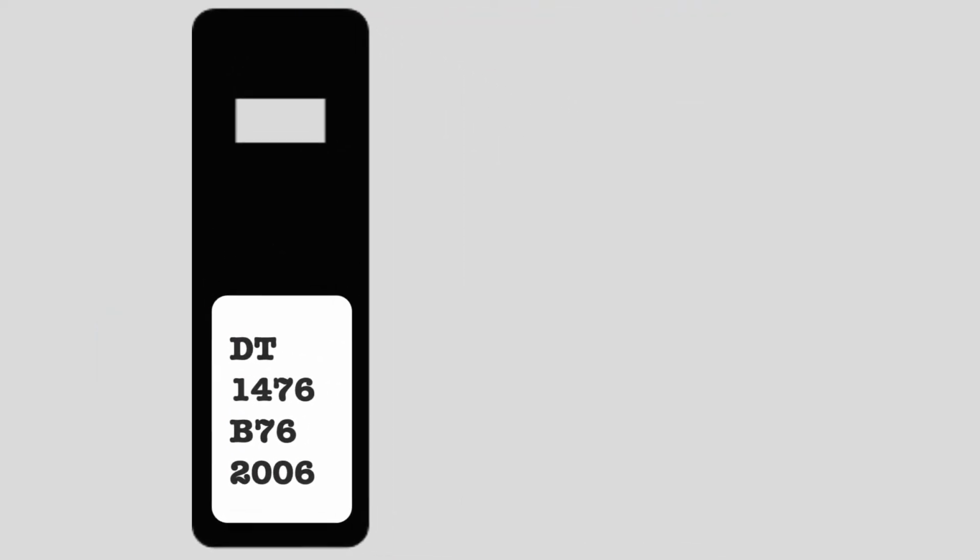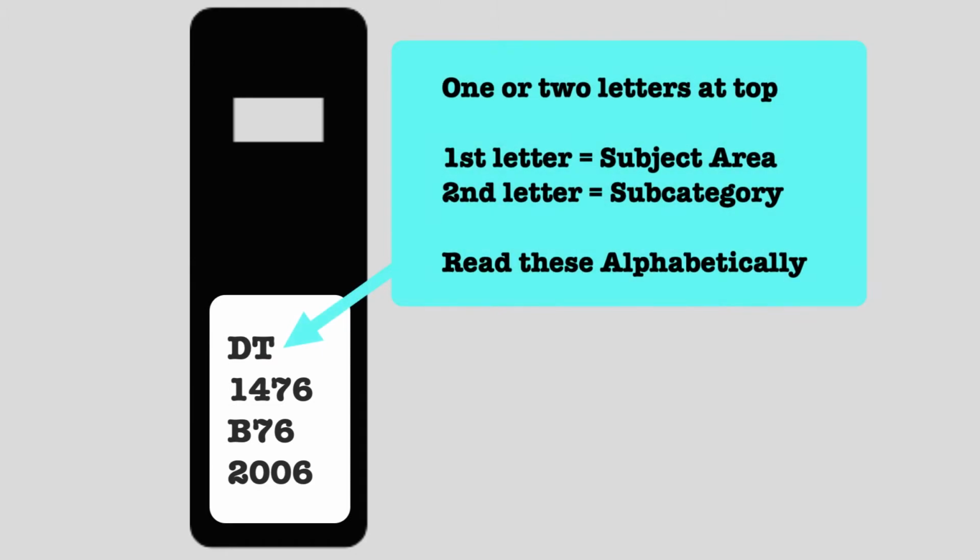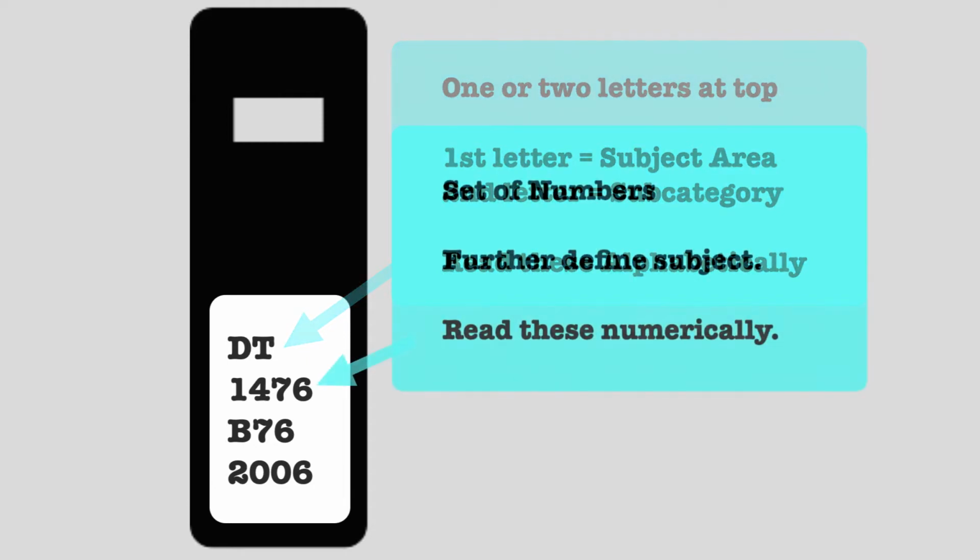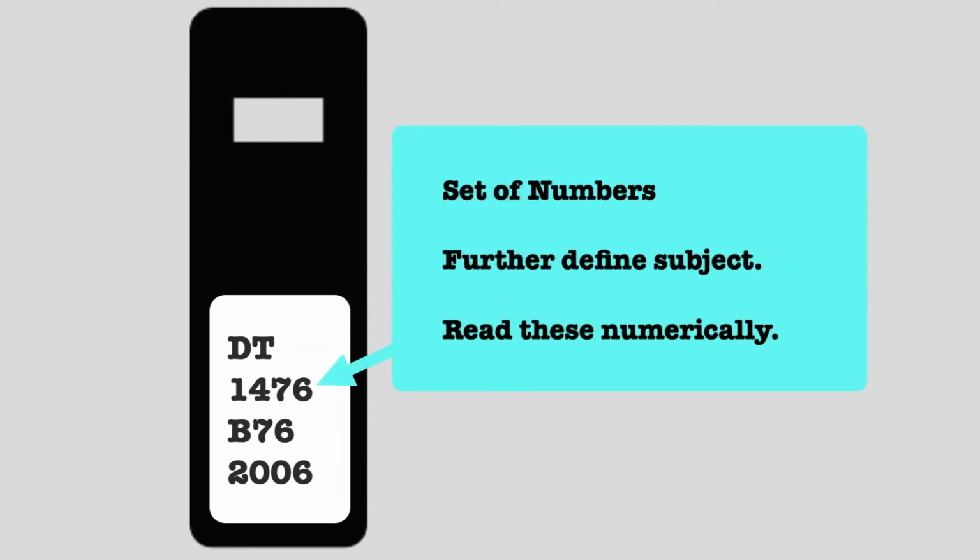The first part of call numbers will generally begin with one or two letters, with the first letter representing a subject area and the second letter representing a subcategory within that subject. Read these letters alphabetically. Following the first letters will be a set of numbers that further define the subject. These numbers are read and shelved in regular numerical order.